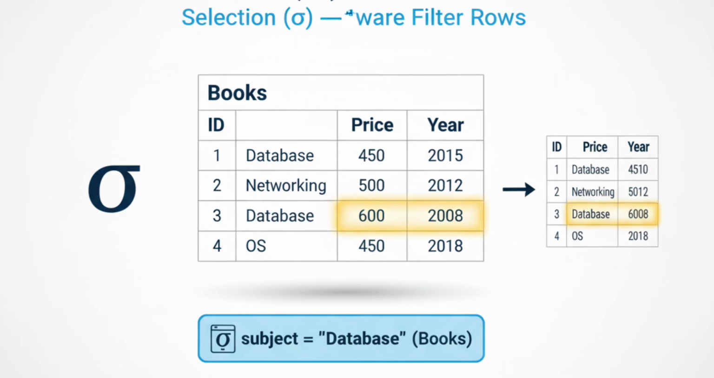The selection operation, sigma, filters rows from a relation based on a given condition. For example, if we have a table named books with columns ID, subject, price, and year, then sigma subject equals database (books) will return only those rows where the subject is database. It's just like applying filters on an e-commerce website, narrowing results based on category or price.